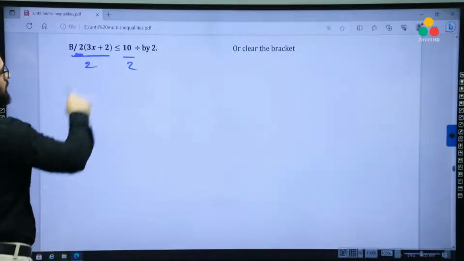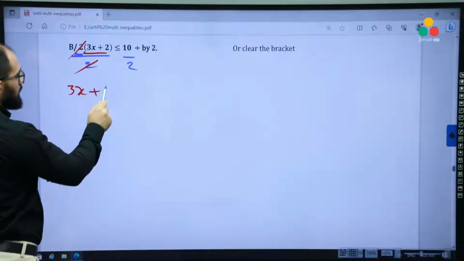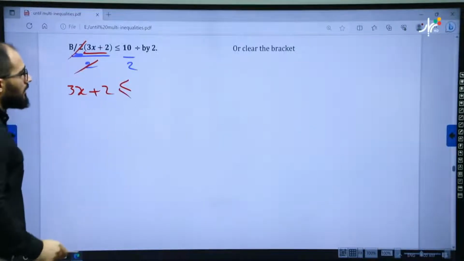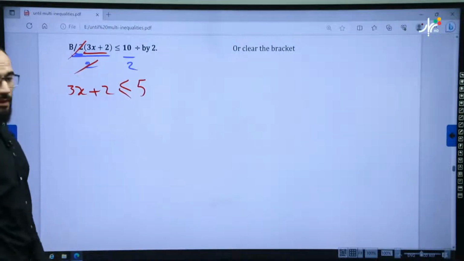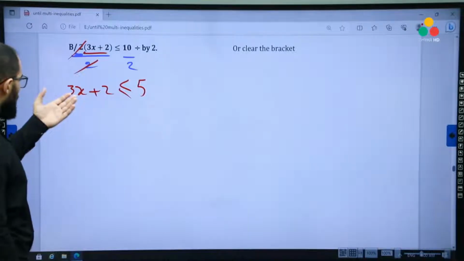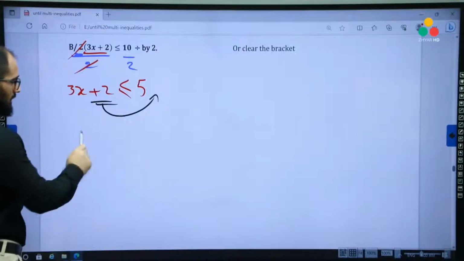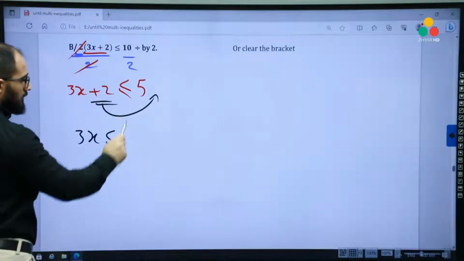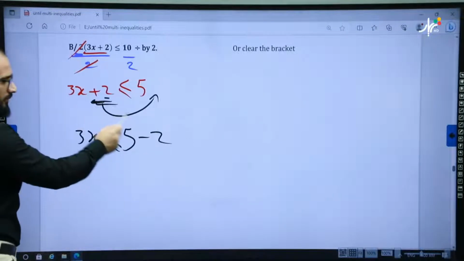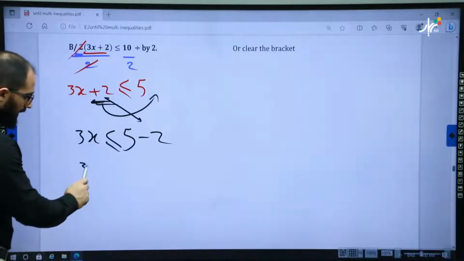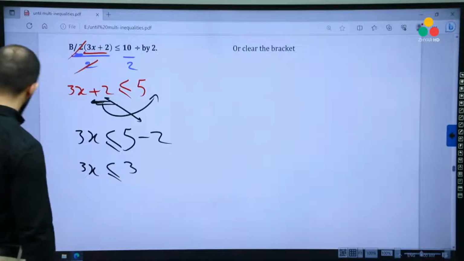So when you divide it by 2, 2 and 2 cancel. Only that bracket 3x plus 2 remains, less than or equal to, then 10 divided by 2 is equal to 5. As in the previous example, we are going to move positive 2 to the other side. 3x less than or equal to 5 minus 2. Plus 2 became minus 2. So 3x less than or equal to 5 minus 2 is equal to 3.